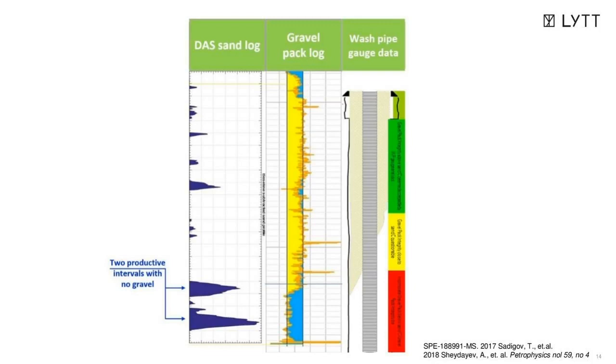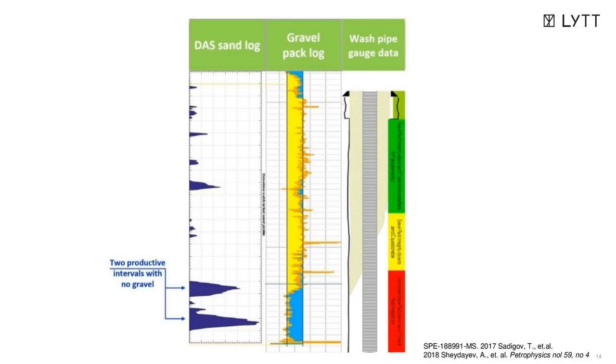So what you see on the screen in the middle is a gravel pack log. It shows you the integrity of the completion. And what it shows is that it's an ineffective gravel pack, so it's incomplete. You see some blue intervals, and that means that in those intervals the gravel was incomplete, so it would permit sand to come into the wellbore.